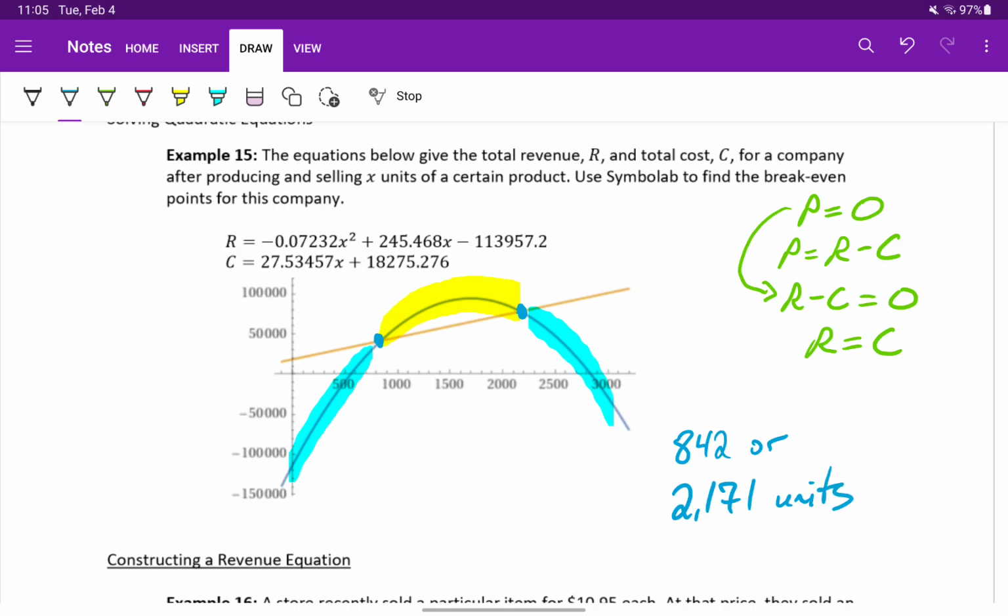And again, what we found are the production levels that would give us those break-even points, where our revenue equals our cost, or where our profit is equal to 0.